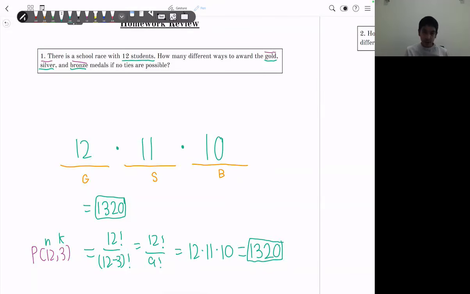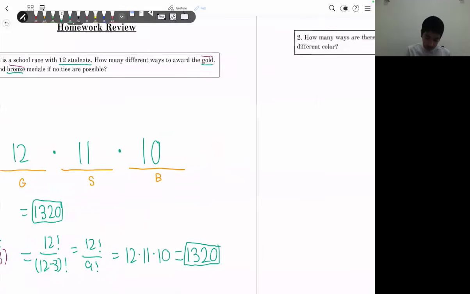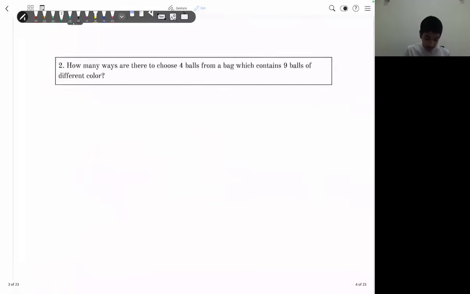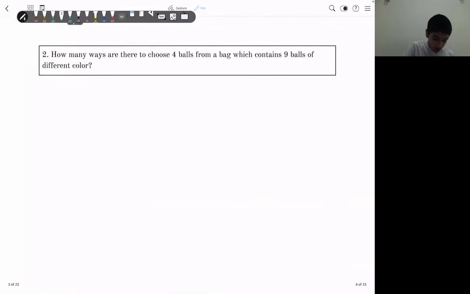Now, if you have any questions, you can put them in the chat, but I'll move on to the next problem. And there was a very common mistake on this problem. How many ways are there to choose 4 balls from a bag, which contains 9 balls of different colors? And again, the key word here is choose.